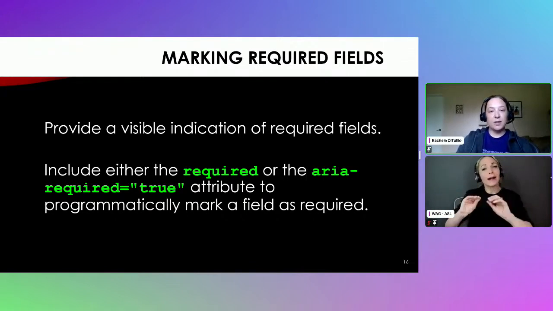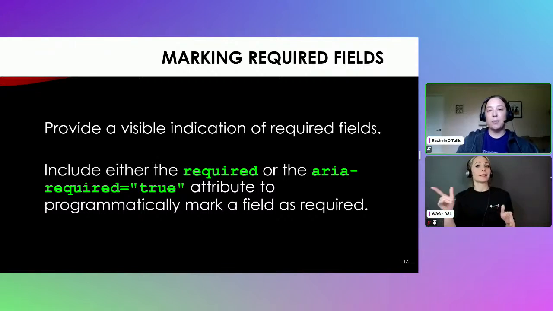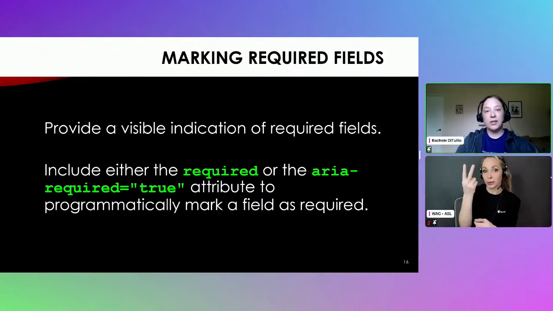Now, that's the visible indication of a field being required, but we also have to programmatically mark fields as required for assistive technology. And we do this by using one of two attributes on our input. You can either use the required attribute, or you can use the ARIA-required attribute, and you set that to true. And this will programmatically mark a field as required. And I will get into why you might want to use one over the other in a bit.